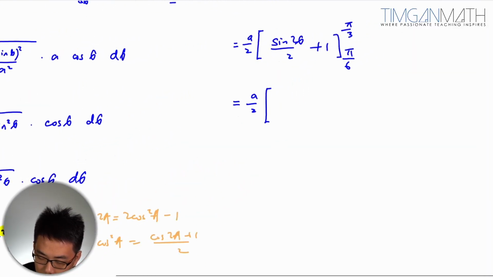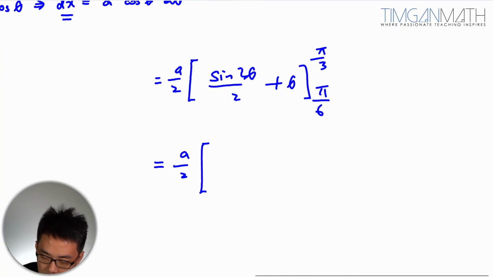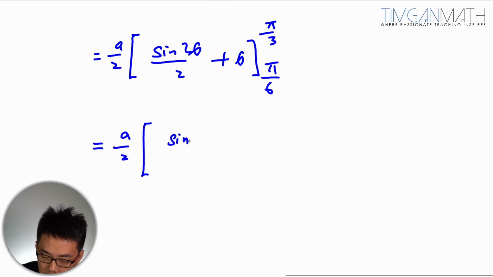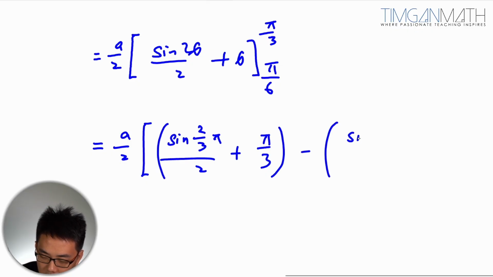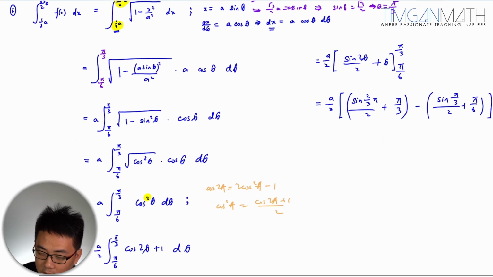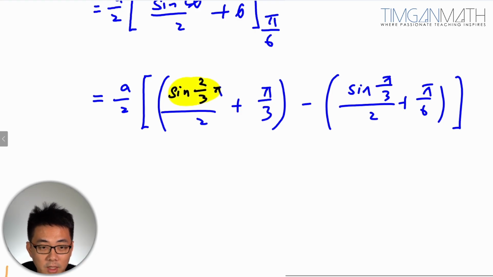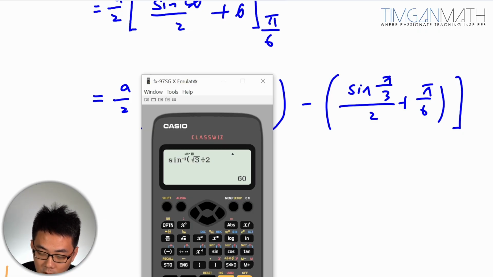Okay, this is theta. Then sine 2 theta, at pi over 2 plus pi over 3, minus of sine pi over 3 over 2 plus pi over 6. Okay, quick tip here. I don't want to go through. If you do not know how to do this, the fastest way is just use a calculator. So this is the second quadrant. 2/3 pi is actually second quadrant of sine. It's actually positive, but if you do not know what to do, this is what you do.